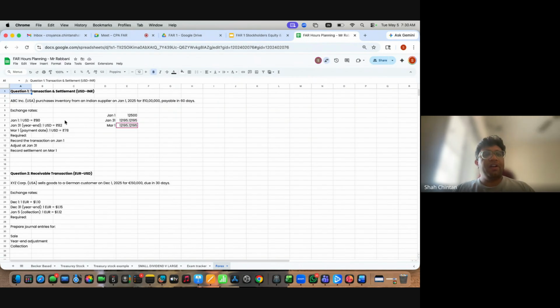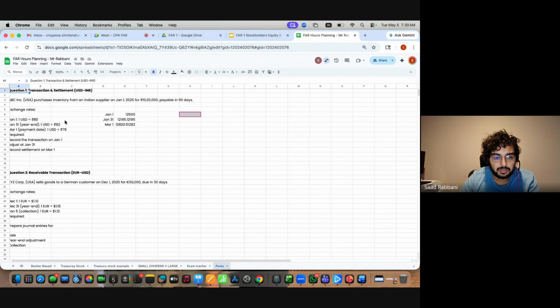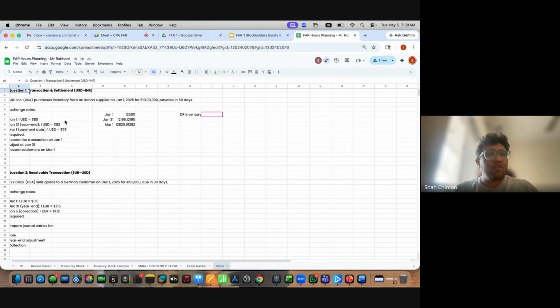Now, when year end comes, you still have to pay the Indian supplier 10 lakh, but your dollar rate is 82, so your obligation is 12,195. So initially you had to pay 12,500, but on 31st of March you are only supposed to pay 12,195. Is it your gain or your loss? Why gain? Because you will be paying a lower dollar amount.